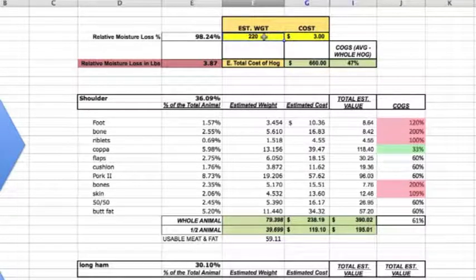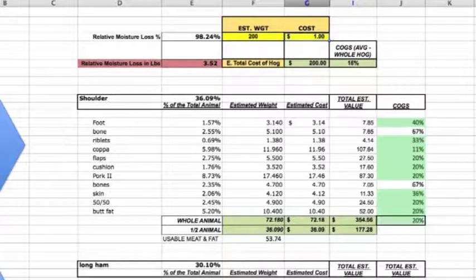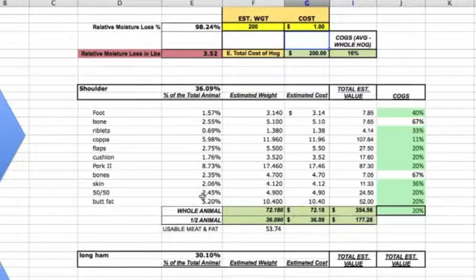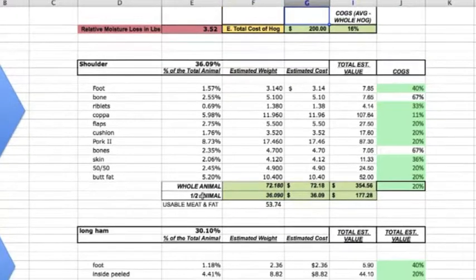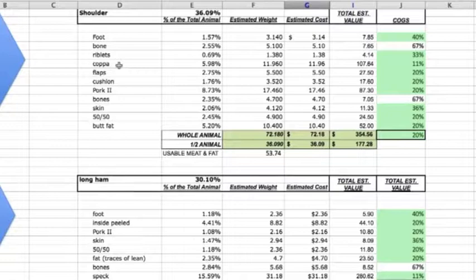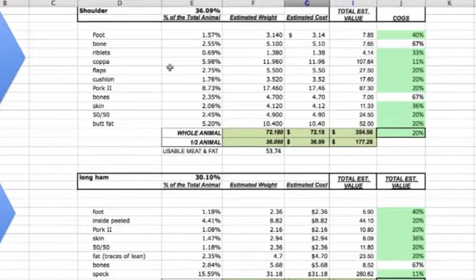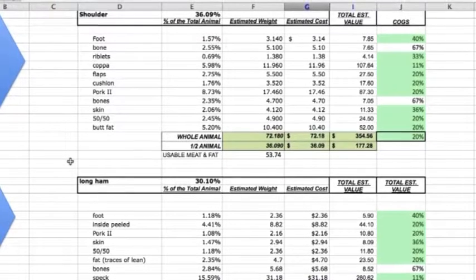The weight here is 220. It could easily be 200. And the price could be $1. All the numbers change. And we're looking at the estimated value and a cost of goods. The idea is that I can move through this and I can select the parts of the animal that I'm going to use. Let's say I'm just using the copa. The flaps and the cushion and the pork and all these other bits, they're not part of it.